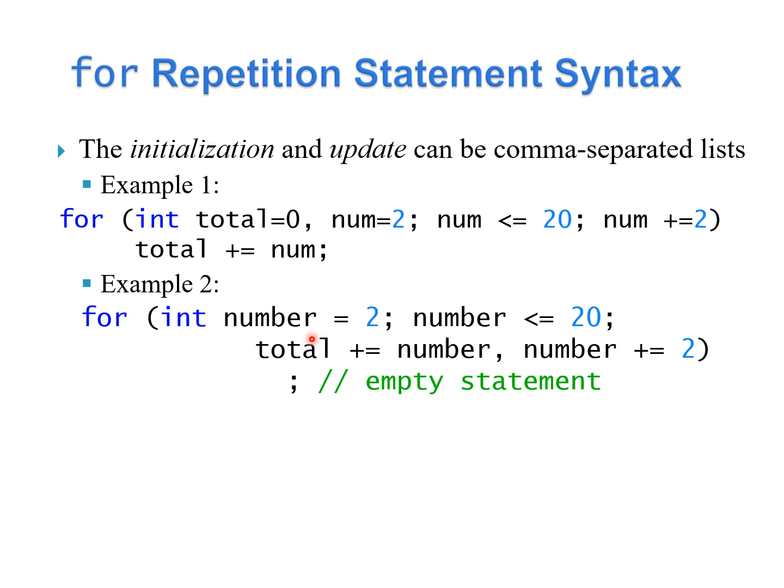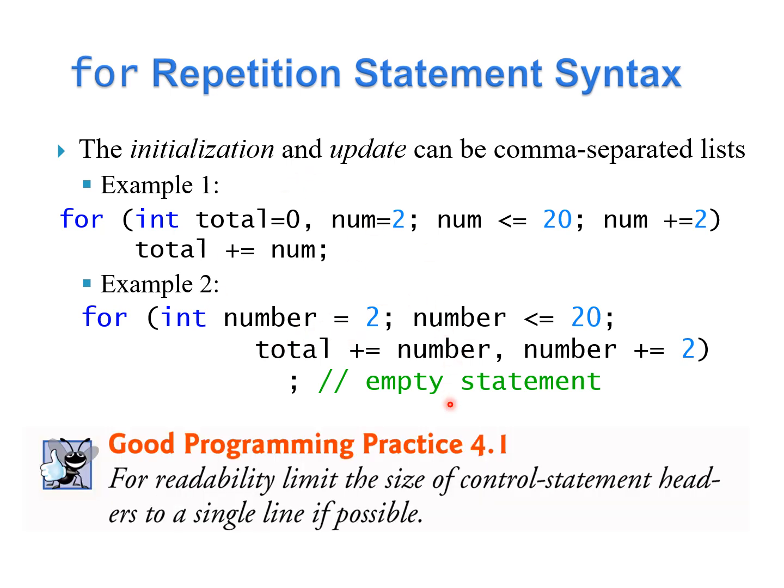It's allowed in the syntax of the for statement. However, as a good programming practice, you should limit the size of the control statement header, that is the for header, to a single line if possible. So in this code, it spans 2 lines of code that is very difficult to read. And also note that here you still need to put the semicolon, because now the loop body becomes an empty statement.